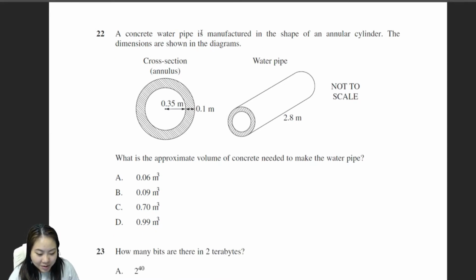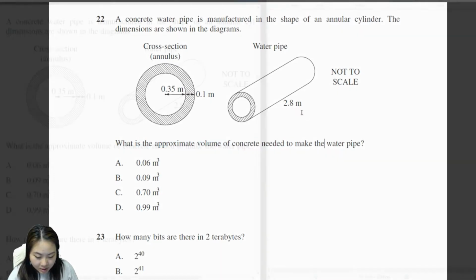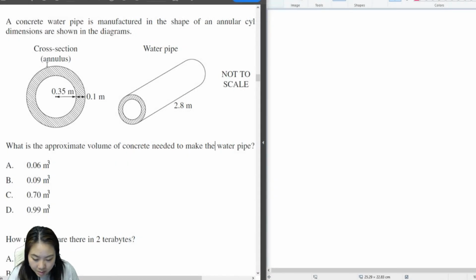22. A concrete water pipe is manufactured in the shape of an annular cylinder. The dimensions are shown in the diagrams. What is the approximate volume of concrete needed to make the water pipe? My plan is to get the volume of the larger tube minus the volume of the inner tube, so all I'm left with is the volume in between them.